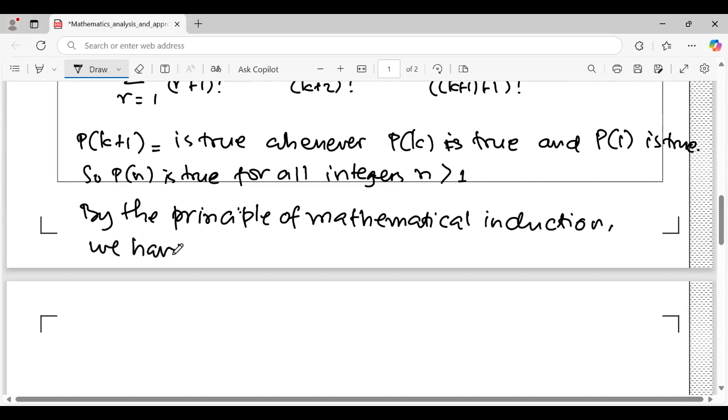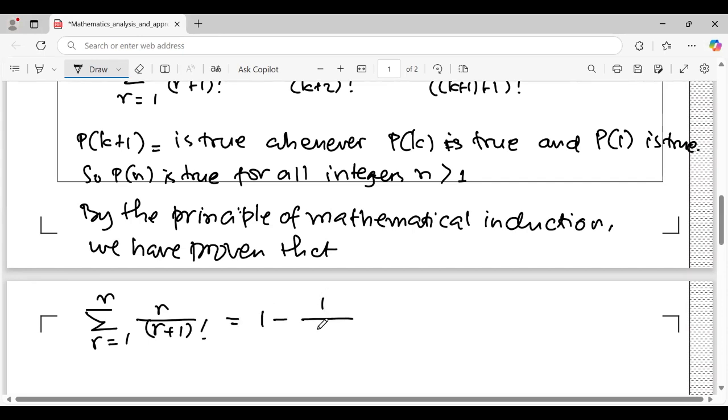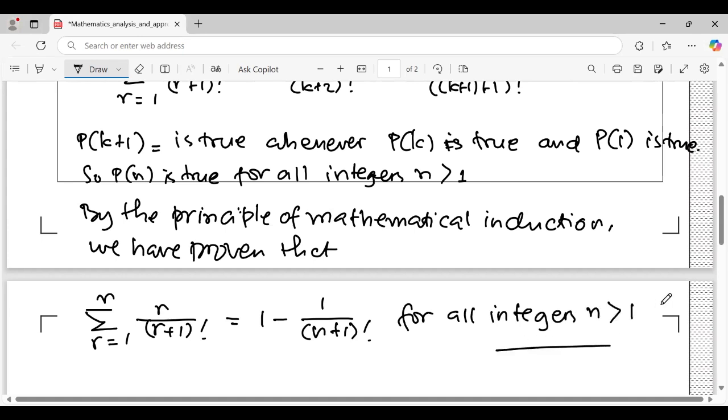We have proven that the sum from r equals 1 to n of r over (r plus 1) factorial equals 1 minus 1 over (n plus 1) factorial, for all integers n greater than 1.